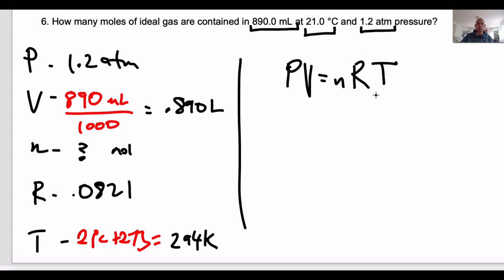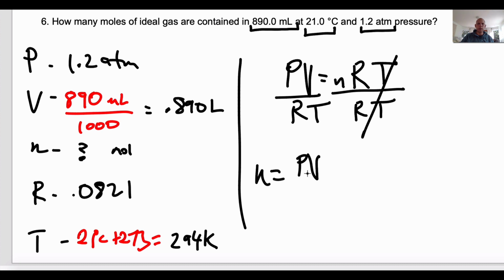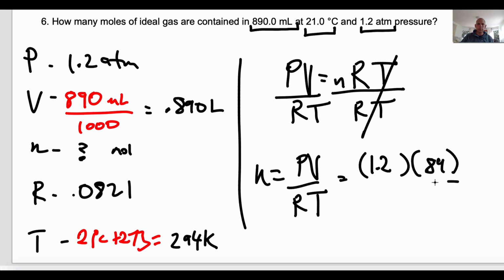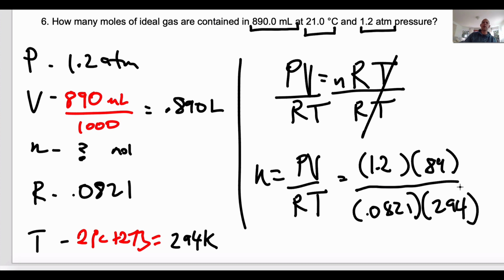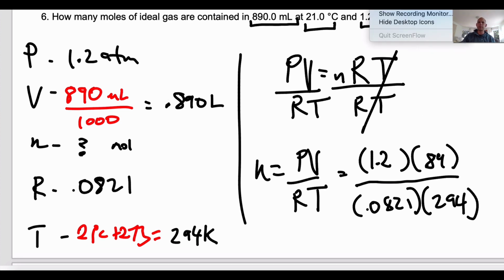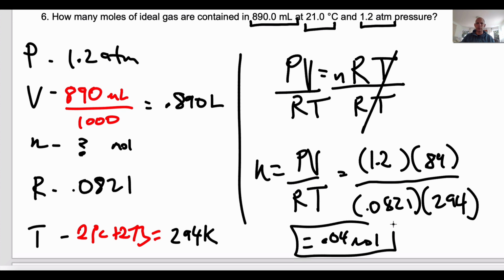Then we go up here and look at our equation, PV equals nRT. They're asking for moles, so we need to isolate moles by dividing both sides by RT. So n is going to be equal to PV divided by RT. P is 1.2. V is 0.89. R is 0.0821. And T is 294. Remember, that needs to be that absolute scale of Kelvin. I got my answer, and that answer is 0.04 moles. Again, round however you want, just to make it look nice.